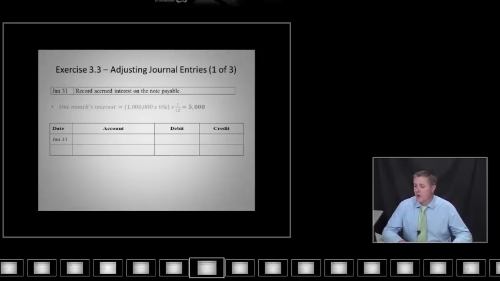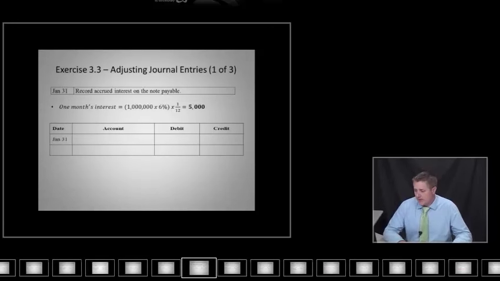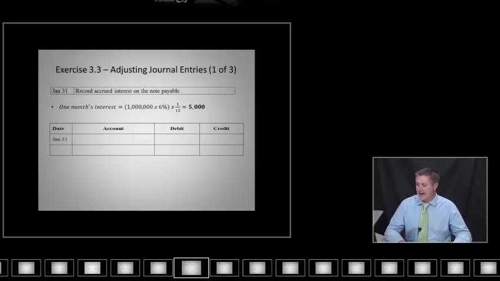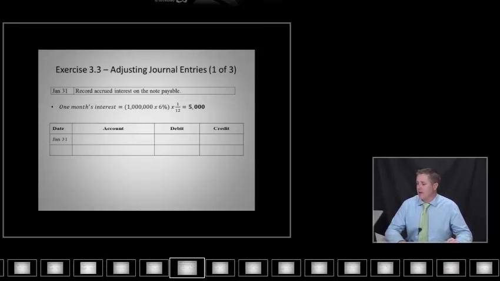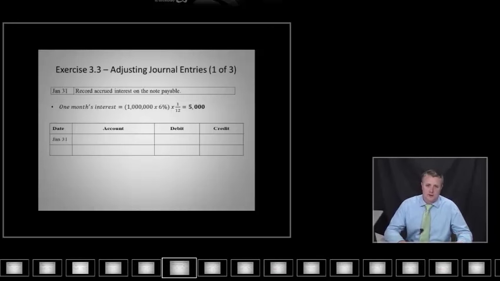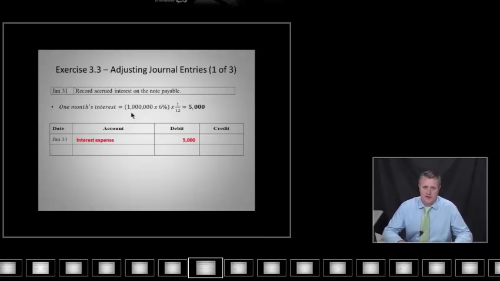And so basically, 1 month's interest would be our $1 million note times 6% times 1 over 12, or if you prefer, divided by 12. And so that's going to be $5,000. So we need to recognize $5,000 worth of interest expense. And so to do that, we would debit interest expense for $5,000.